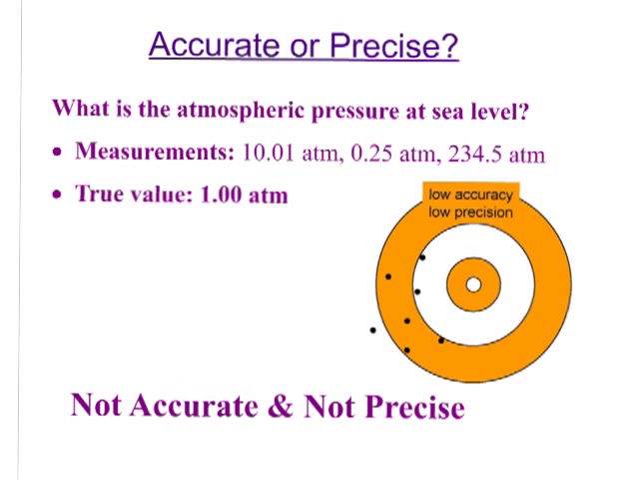How about this measurement? Let's say we look at measuring the atmospheric pressure at sea level, and we come up with 10.01, 0.25, and 234.5 atmospheres. Wow, those are not precise at all. They're all very far apart from one another. If the true value is 1.00 atmospheres, we are also not accurate. None of these measurements are close to the true value, so we are not accurate and not precise.